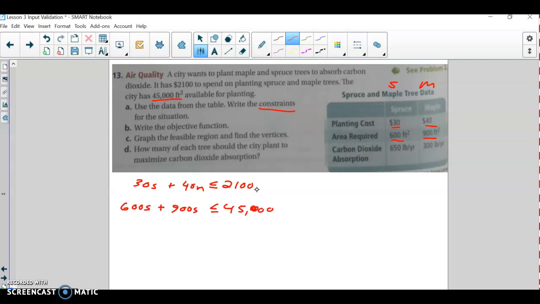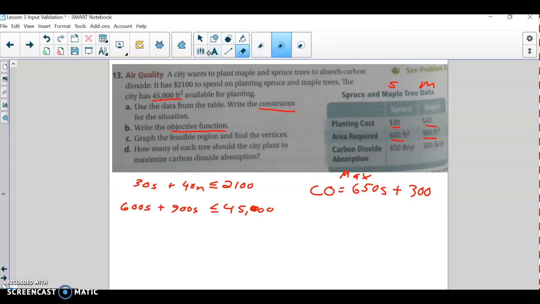All right, and then the weird part of this is the objective function, is we want to take out as much CO2 as possible, right? So the CO2 we take out is right here. It's 650 for every spruce tree and then 300 for every maple. Okay, so that's our objective function, and we're trying to maximize that, because that's how much CO2 we're taking out of the atmosphere. So we want to maximize that function.